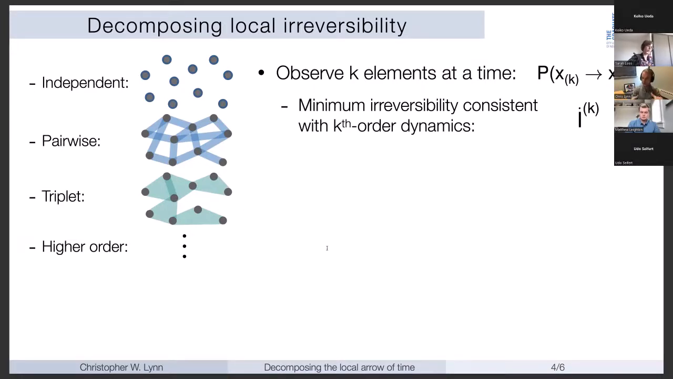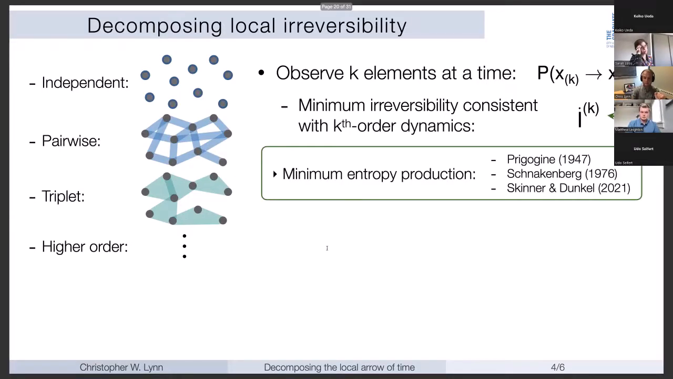So this would give you this quantity I superscript k, which is the minimum irreversibility consistent with the kth order dynamics that we observe in the data. And just as another quick aside, the notion of minimizing irreversibility or entropy production with respect to some constraints dates in some sense all the way back to Prigogine and Schnakenberg, but also more recently, there's been some cool work by Skinner and Dunkel looking at similar questions of minimizing irreversibility with constraints.